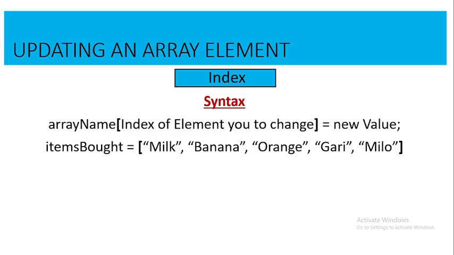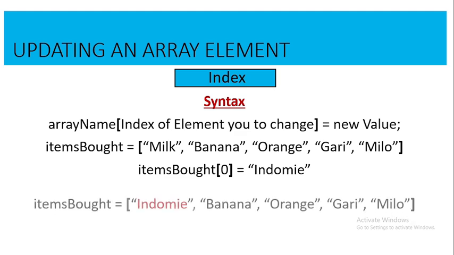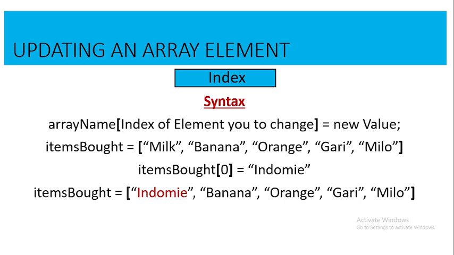Take the items bought: we have milk, banana, orange, gari, then Milo. The value milk is at position 0. So items bought, at the position of the element milk, equals indomie. The milk is taken away and replaced by indomie. The new array of items bought is indomie, then banana, orange, gari, and then Milo.